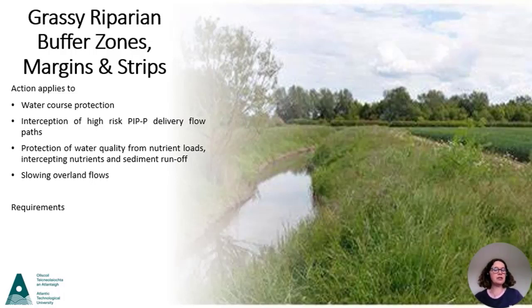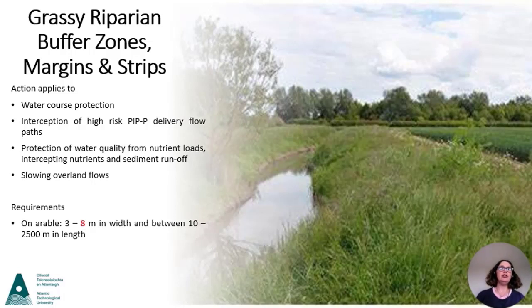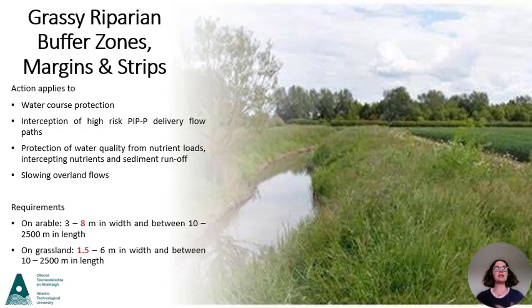So what are the requirements from an ACRES perspective? If you have arable land, you're looking at introducing these zones, margins or strips between 3 and 8 metres in width and from 10 up to 2,500 metres in length. And if you're on grassland, the width is generally 1.5 to 6 metres, and between 10 and again 2,500 metres in length. These are the minimum and maximum requirements, and farmers can be within these ranges.